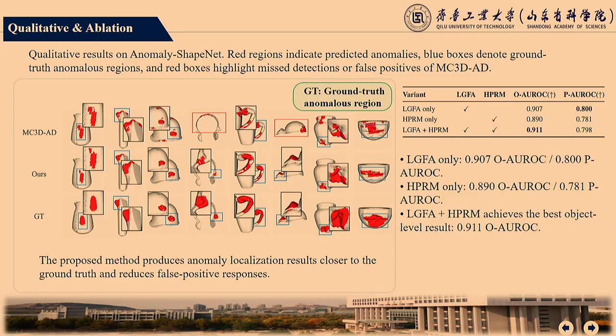This shows that LGFA and HPRM are complementary. LGFA mainly enhances anomaly-sensitive feature representation, while HPRM further improves the reconstruction ability for normal patterns.